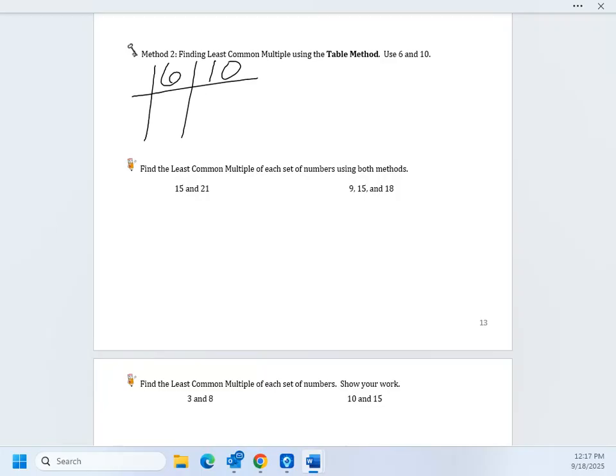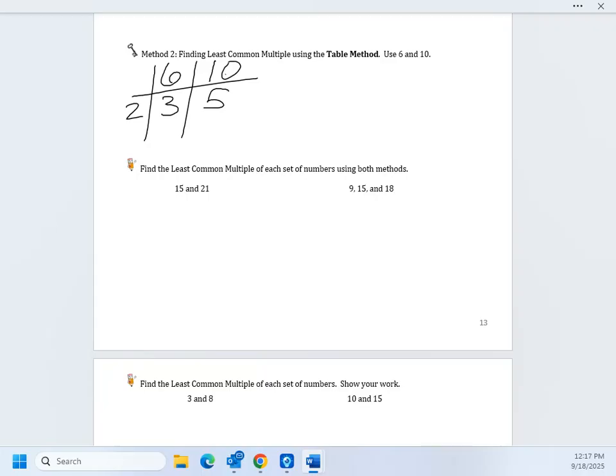We're going to pull out a factor that they both share. So what number can I divide down by? Clara? 2. 6 divided by 2 is 3. 10 divided by 2 is 5. Can I pull anything else out?